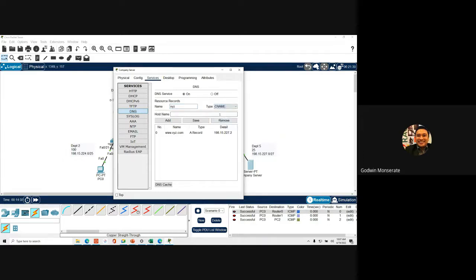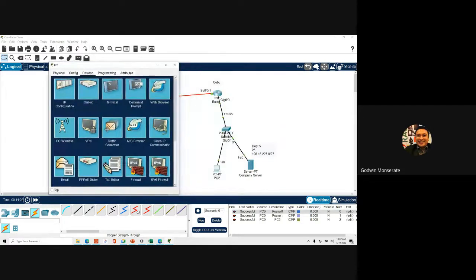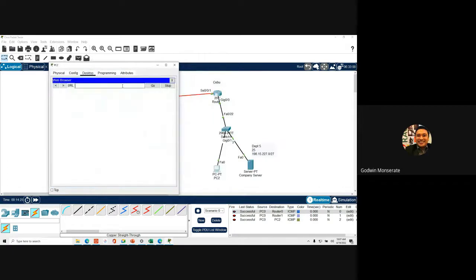And CNAME is what we call a canonical name or alias for short. So, ang alias ni www.xyz.com is XYZ. So, ang host name niya, www.xyz.com. We'll add. Okay? So, in this case, can I open? Okay, here. XYZ. Enter. There you are.